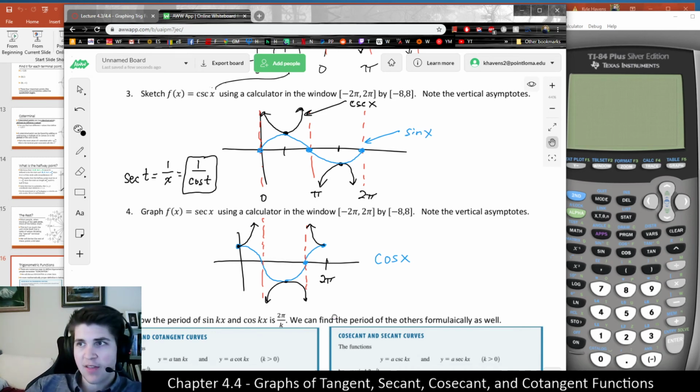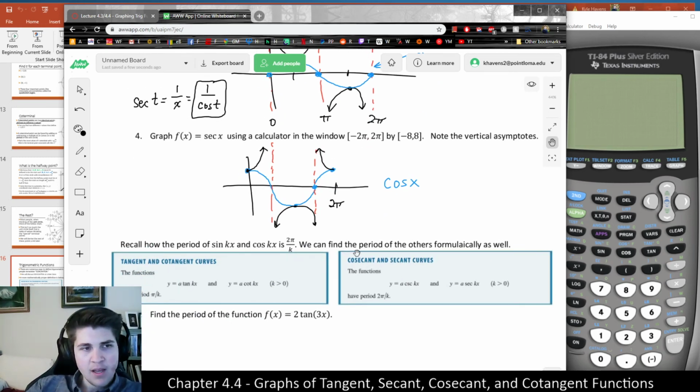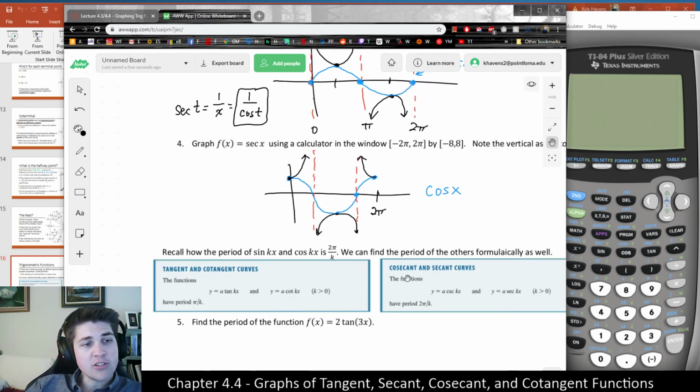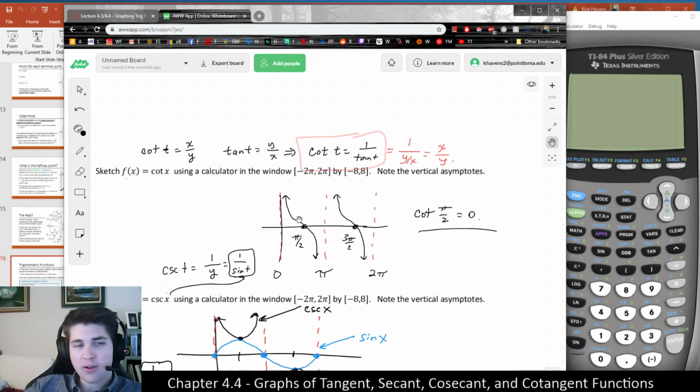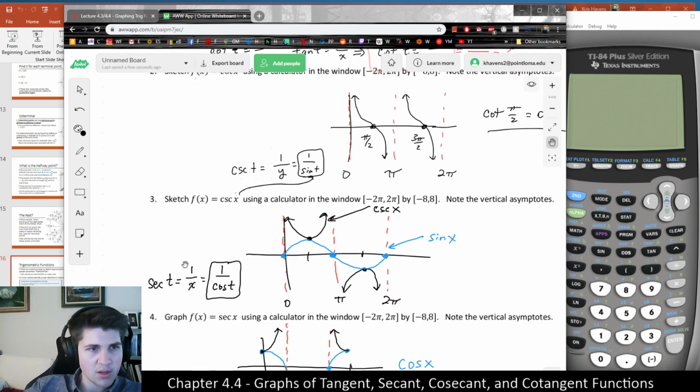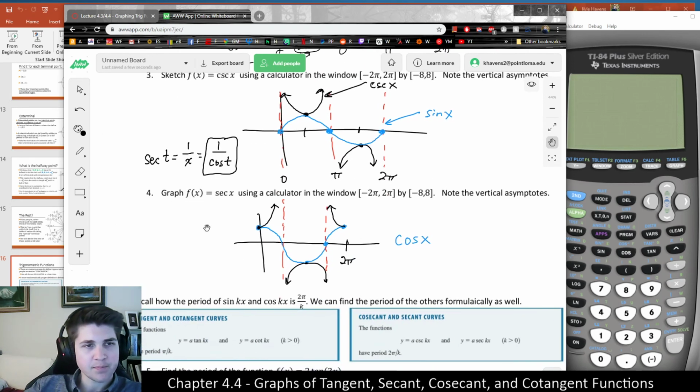It actually says all that in your packet, which I'd recommend looking at. But note that all the trigonometric functions have periods of 2 pi except for tangent and cotangent. Those happen to repeat their cycles more rapidly just because of the nature of them being ratios of x to y and y to x, as opposed to just 1 over x.